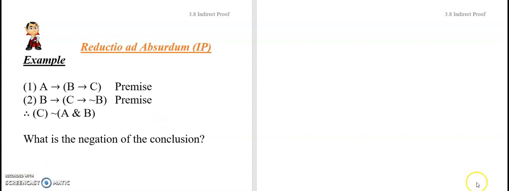On the next video, 3.8c, I'm going to show you how to use indirect proof to establish theorems. We're going to go through an example like that because there are a couple of those examples in the textbook. So, catch you on 3.8c.